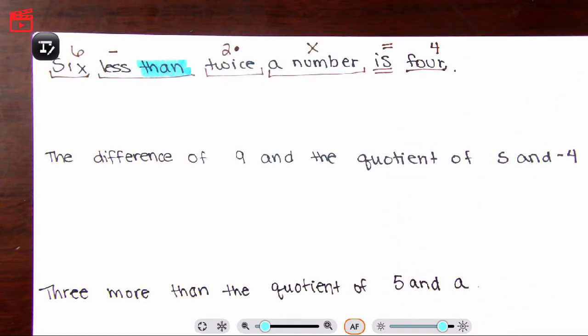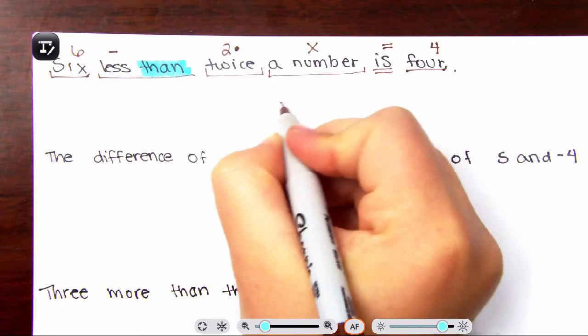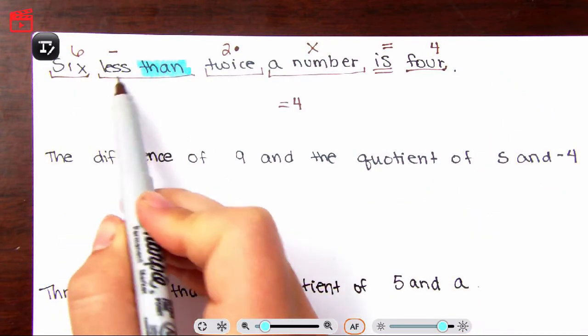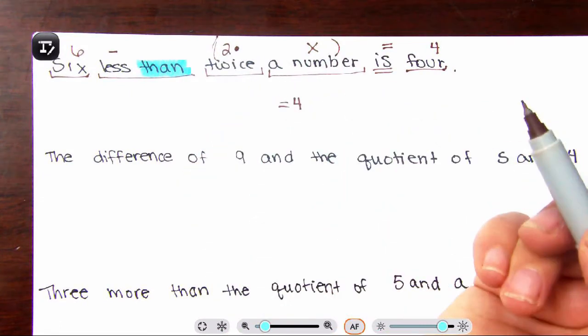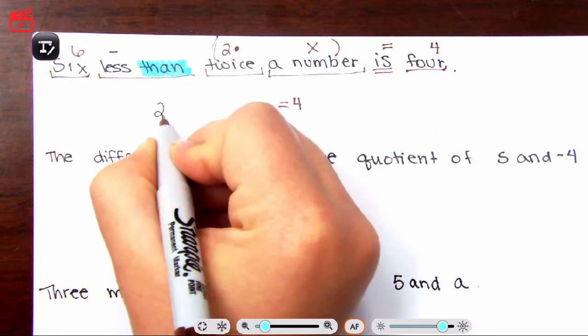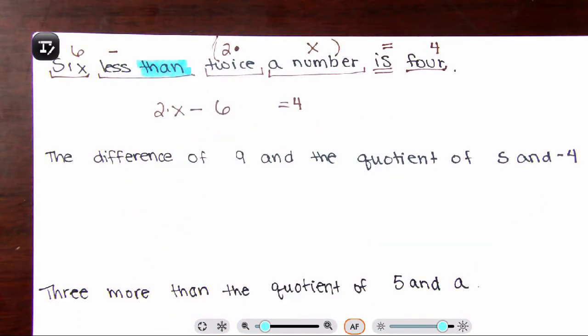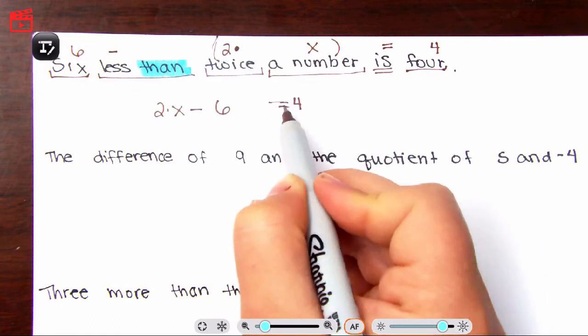So the easiest thing that I know is I'm going to have an equals 4 in here, so if you want to do that first. But I have 6 less than twice a number. So twice a number are kind of grouped together. So I have twice a number, and I have 6 less than that. So whatever this is, I have to subtract 6 after that, and it's equal to 4.